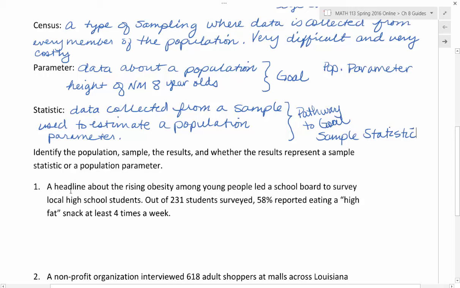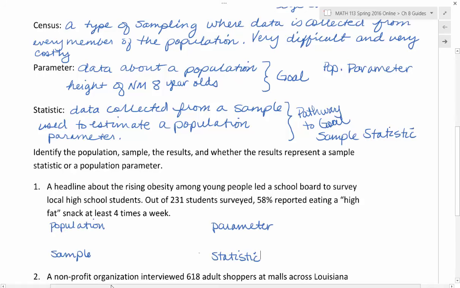So what we'd like to do now is try out these definitions on some actual scenarios. I gave you some examples as we're working, but let's try these out and see if we can identify the population, the sample, the results, and whether the results are a sample statistic or a population parameter. Number one, a headline about the rising obesity among young people led a school board to survey local high school students. Out of the 231 students surveyed, 58% reported eating a high-fat snack at least 4 times a week.